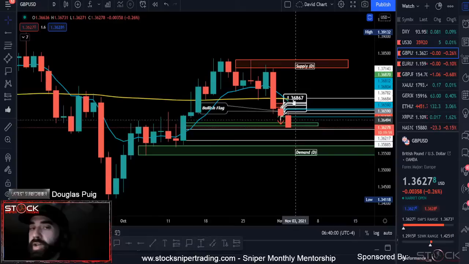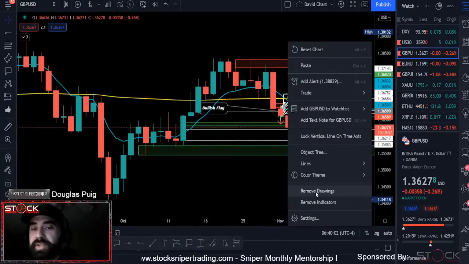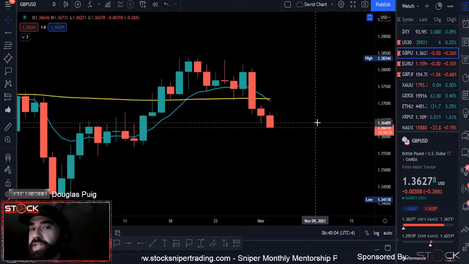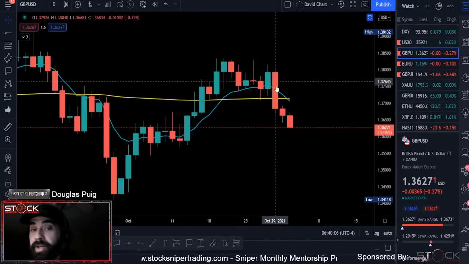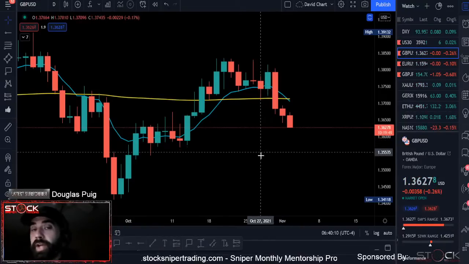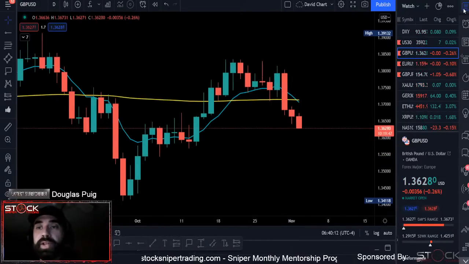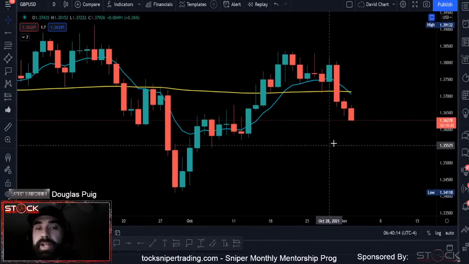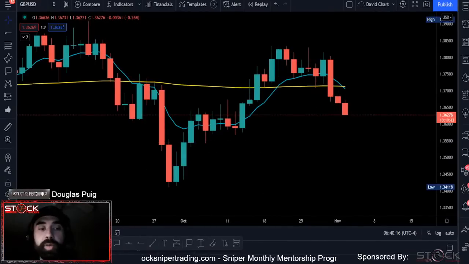All right, guys, let's chart GBP USD first. We'll change it up a little bit. You can see it's very bearish here, and then we'll work at charting gold right after. It'll take maybe 10 to 15 minutes to chart both, so just keep in mind a little bit of patience here.